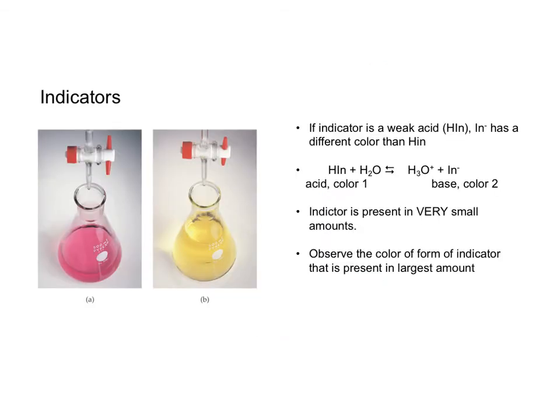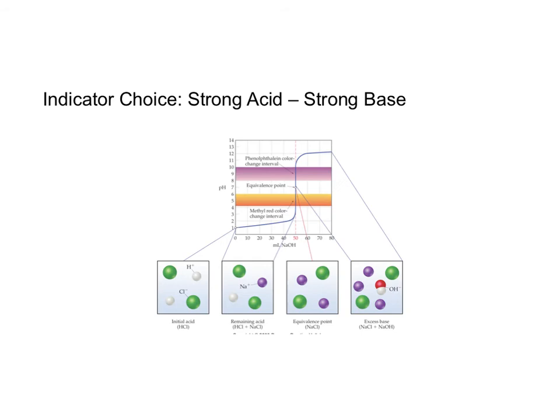Next, how do you choose an indicator? Well, we've danced around it for the last couple of sections, but essentially it is a color change. You have one color and you have another color. The indicator is present in very small amounts, and what you do is you see as you do the transition. What does that mean in English? That's what the next slide is about, okay?